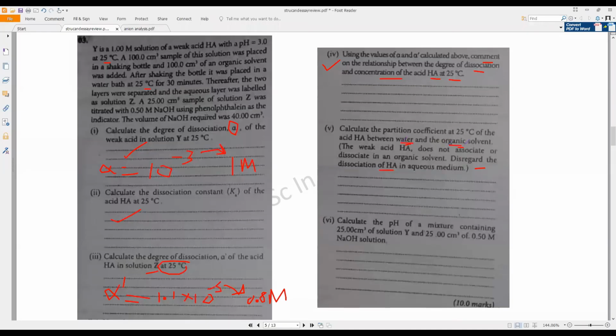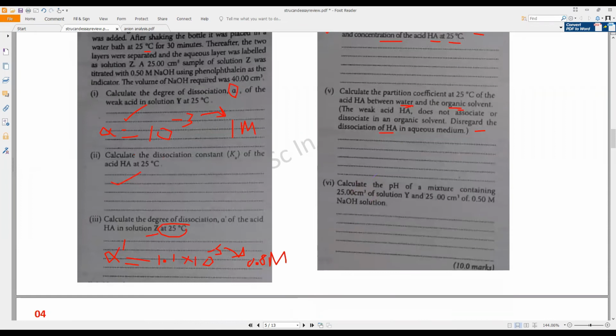Okay. So HA between water and organic solid. You can write it down in different ways, but the preferred one is between water and organic solid. And then finally, calculate the pH of a mixture containing 25 cubic centimeter of solution of Y and 25 cubic centimeter of solution of NaOH.